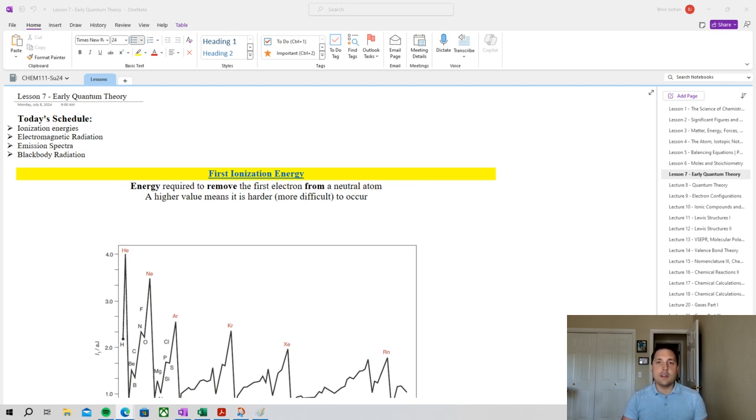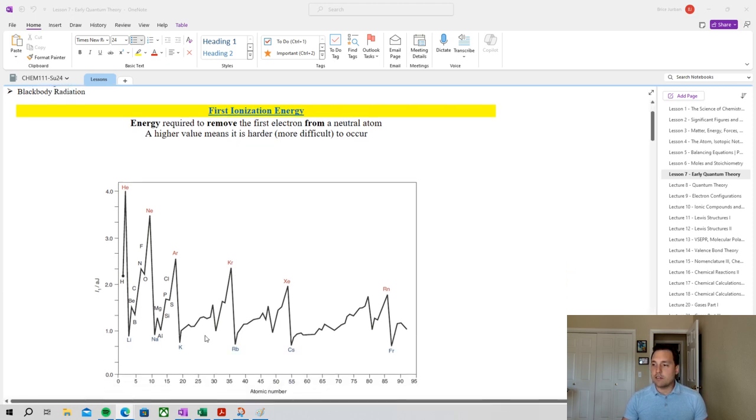We'll start by looking at the energy that's required to remove an electron from an atom. It's not the same for every atom. Depending on which one we have, it's going to take a different amount of energy. We'll start by talking about the first electron that's removed and the energy requirement for that. That's known as the first ionization energy. When we have a higher value, that means it's more difficult for this process to occur.